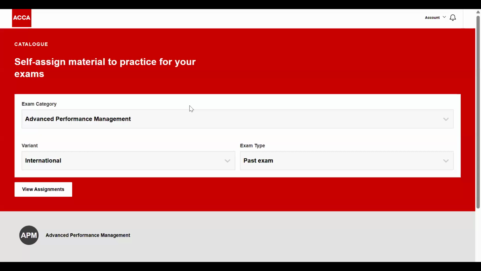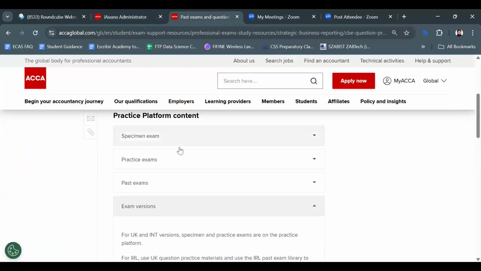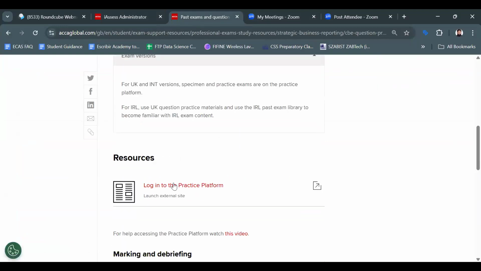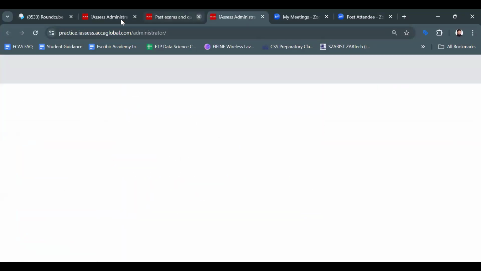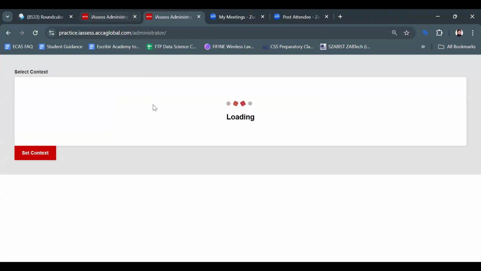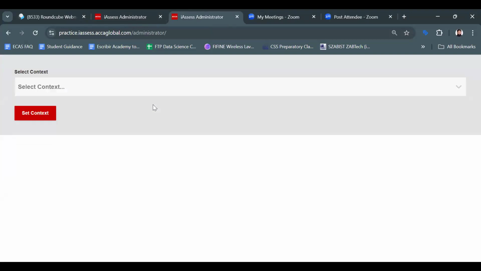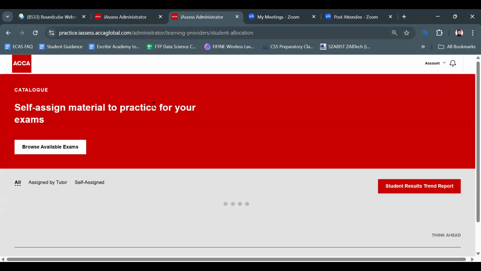I hope that you all know how to access the ACCA CB practice platform. For those of you who don't know, all that you have to do is go on to the ACCA website. And once you are on the ACCA website, you have to go into this past exam sessions and click on the login to practice platform. So you would log in with your ACCA credentials.